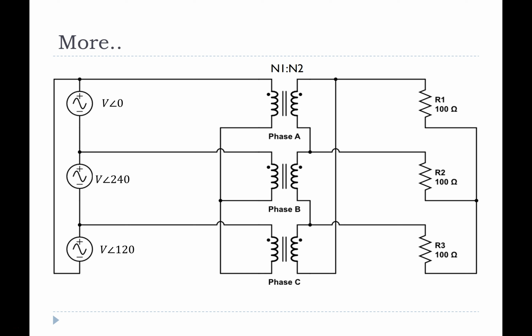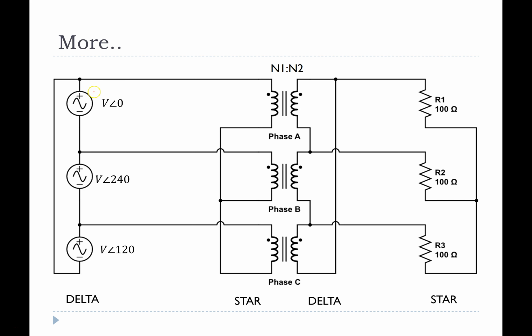Let's do one more example. So we have, in this case, positive to negative, positive to negative. We have a delta connected source. Here we see all the neutral points tied together, so it's star connected on this side. Here we have delta connection, positive to negative, positive to negative. And here we have a star connection. So let's see what we get.